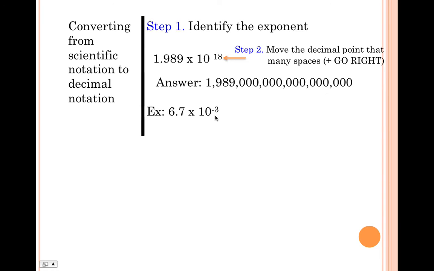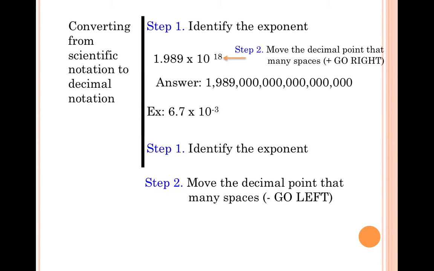For this example, we have 6.7 times 10 to the negative 3, and again, remember, you're going to move the decimal point that many spaces, but because it is negative, you are going to move to the left. So we have identified the exponent, we move the decimal point that many spaces, so we have 6.7, we're going to move it 1, 2, 3, and there's 2 spaces that you're going to fill with the 0, so your answer should be 0.0067.